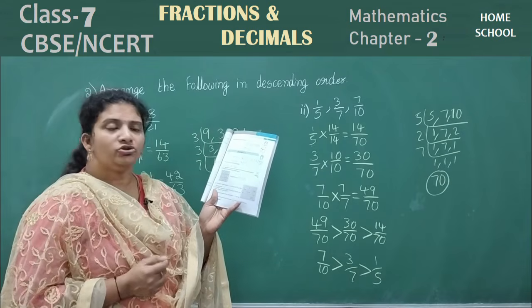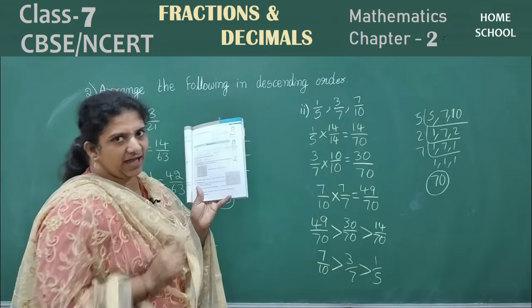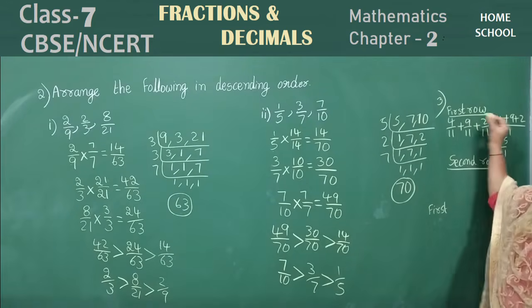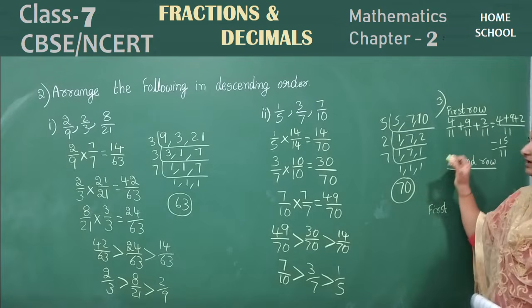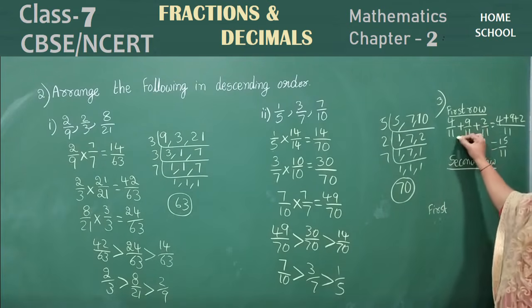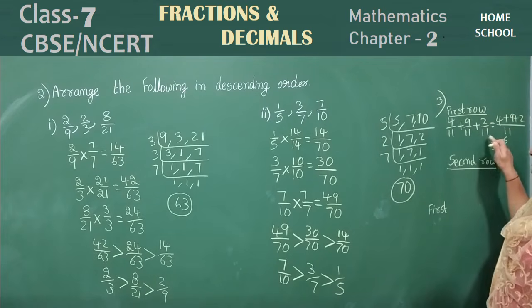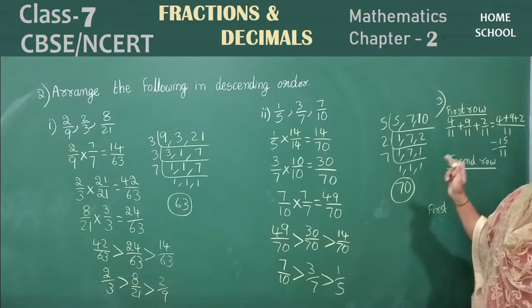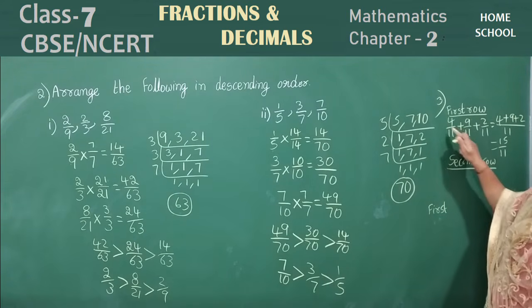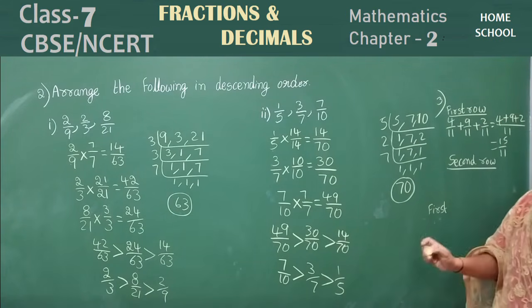So how do you check here? You need to check by adding the fractions. So look here, children, your first row, third problem. How do we start? Let me give you a hint. First row: 4 by 11 plus 9 by 11 plus 2 by 11. Where denominators are the same, they are all equivalent fractions, so just add your numerators. That is 4 plus 9 plus 2, that will be 15 by 11.